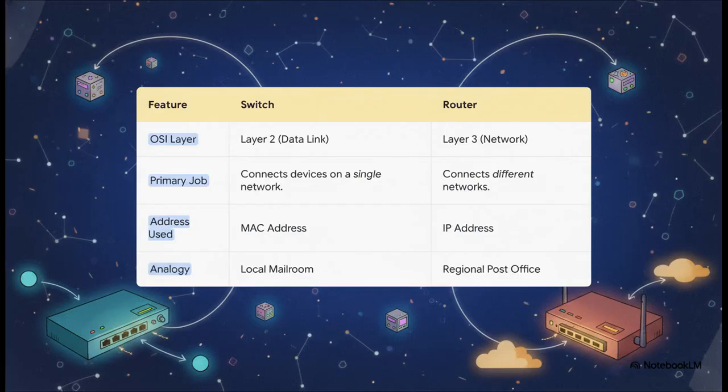So that's really the core difference right there. Let's break it down. A switch operates at layer 2, using MAC addresses to handle traffic inside a single local network. A router, on the other hand, is a layer 3 device. It uses IP addresses to move traffic between different networks. It really is as simple as switch for local, router for long distance.